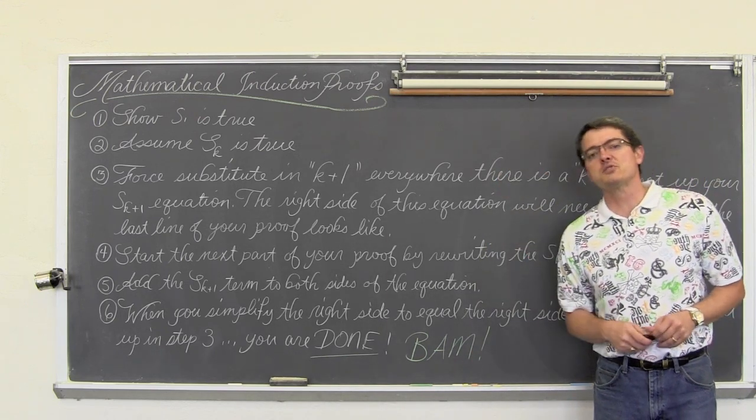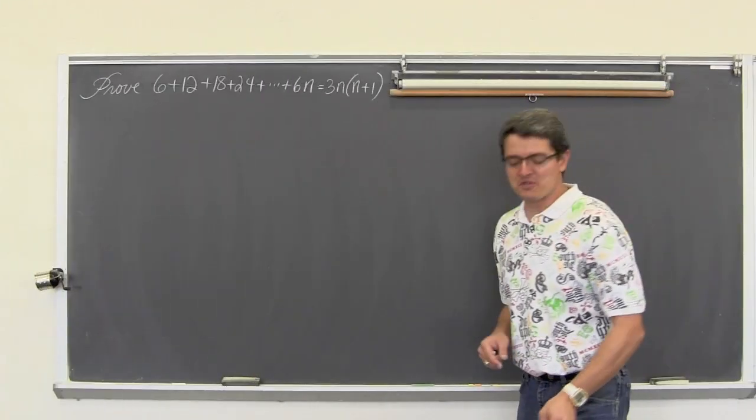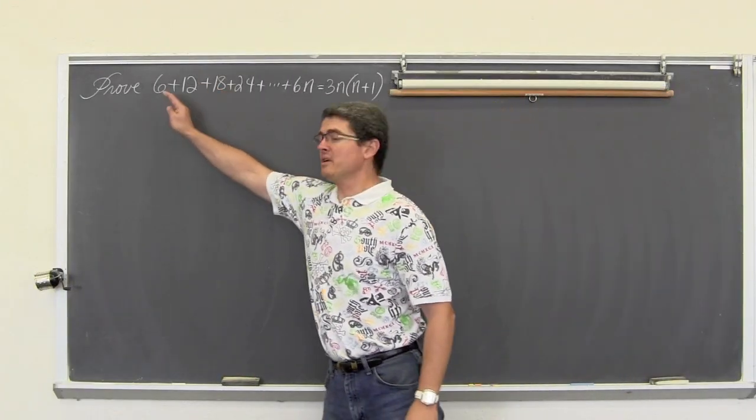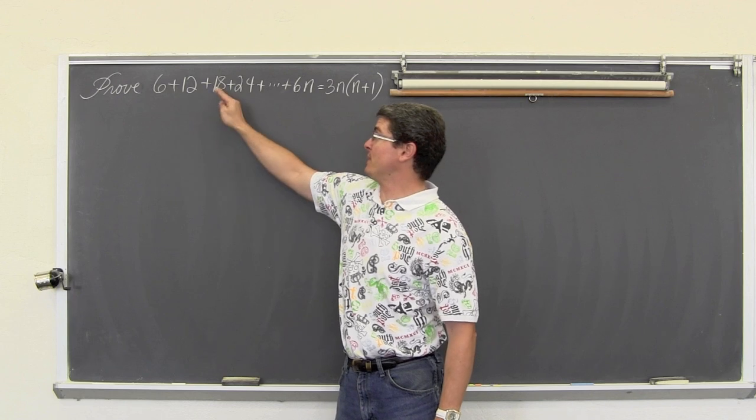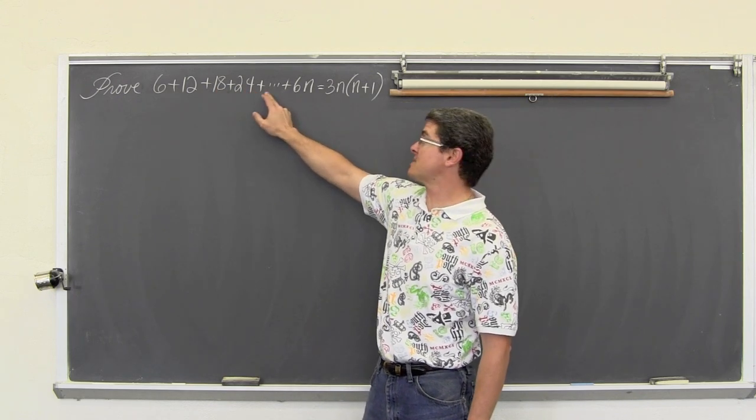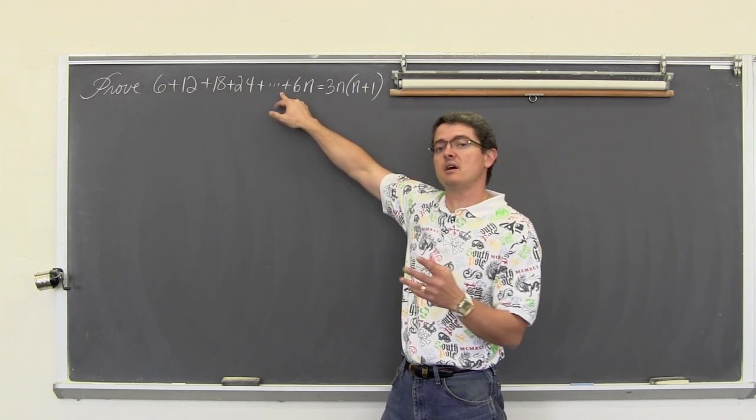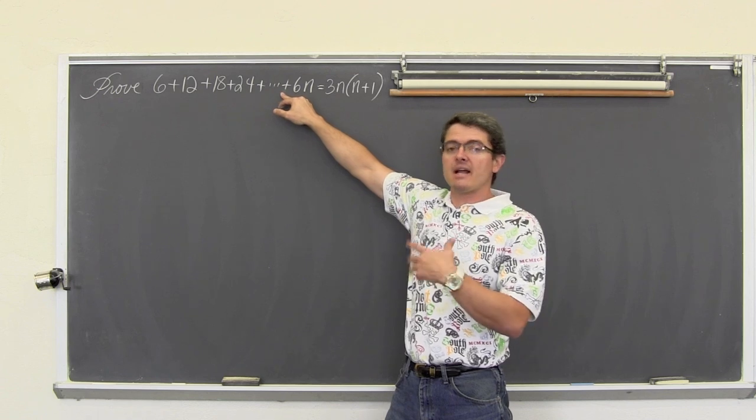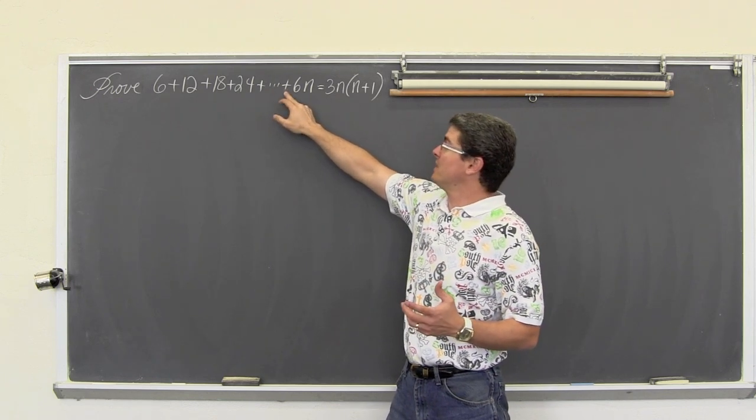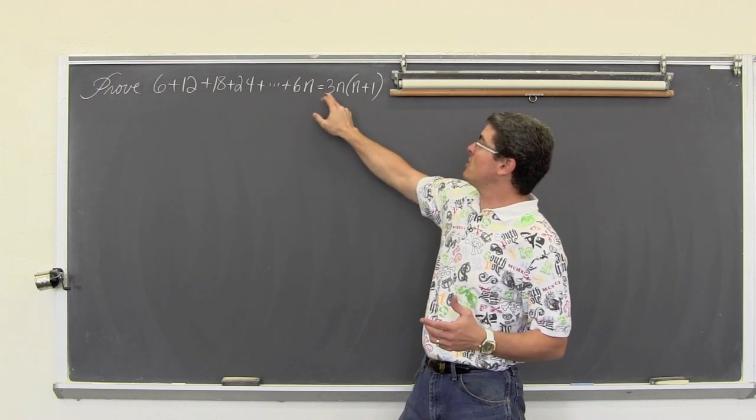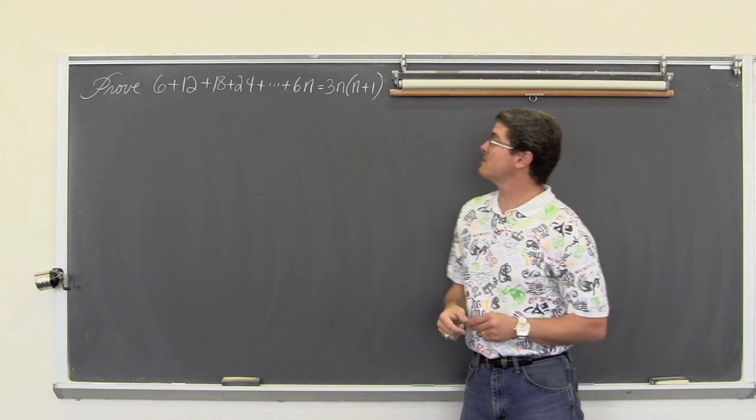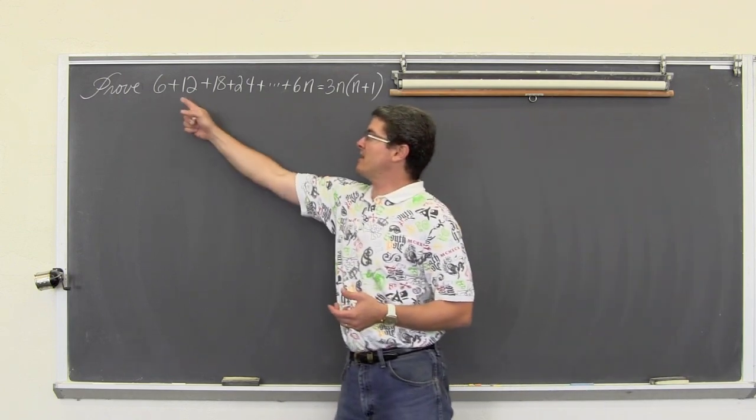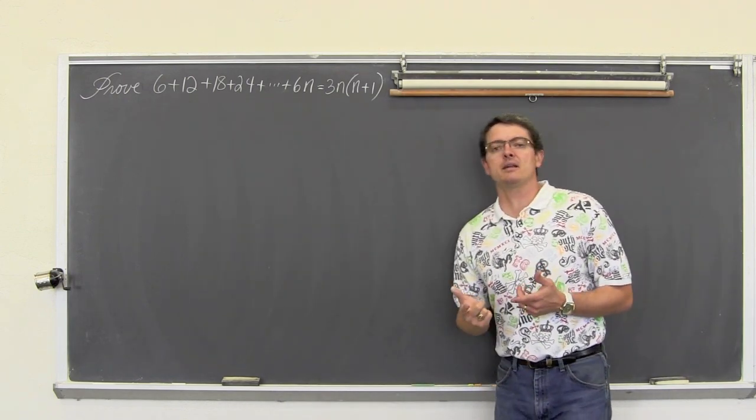So let's look at those 3 examples. Here's our first example. We're going to prove that 6 plus 12 plus 18 plus 24 plus ... because this sequence of additions does not have to have a set number of terms in it, plus 6n is equal to 3n times n plus 1. This happens to be an arithmetic sequence because we're constantly adding 6.